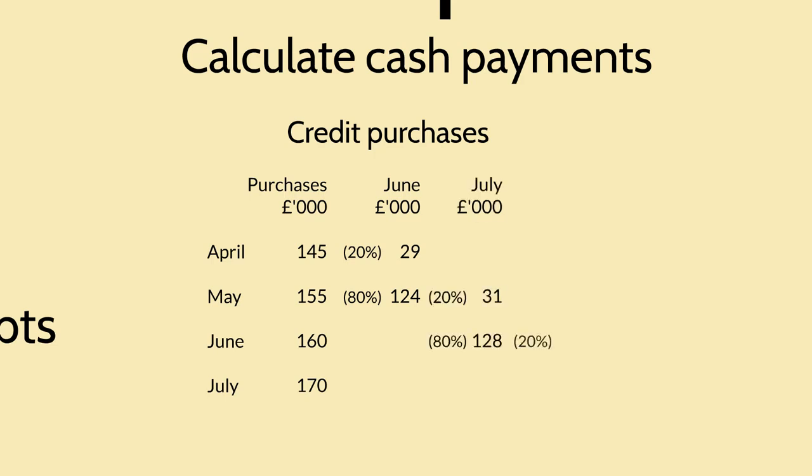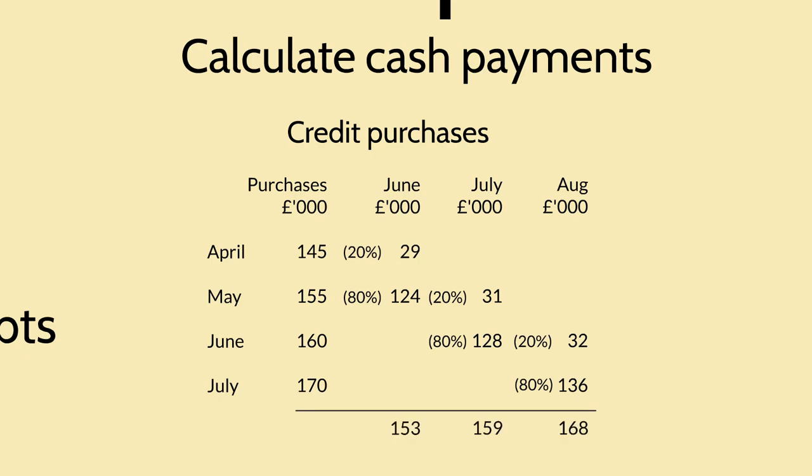Repeat the process then for July and August. So again, in July, 20% of May's credit purchases to get 31,000, 80% of June's credit purchases to get 128,000, which gives us July's total cash payments with respect to credit purchases. Repeat it again for August, and then tally up all the figures. In June then, the toy car company would have paid £153,000 in credit purchases made in the past 2 months in June, 159,000 in July, and 168,000 in August.